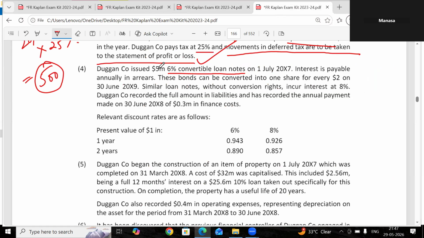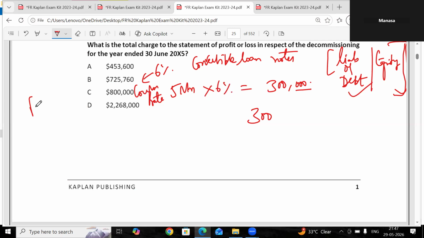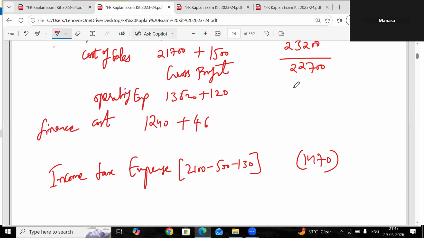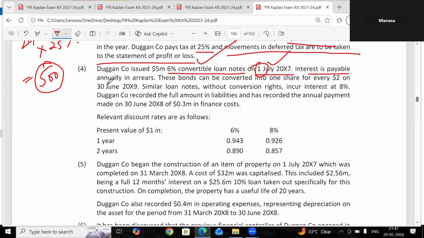So Duggan company issued 5 million 6% convertible loan notes on July 1st, 2007. So they borrowed on first July. Interest is payable annually in arrears. So they make the annual payments. These bonds can be converted into one share for every $2 on 30th June 2009. So later on conversion can be done.